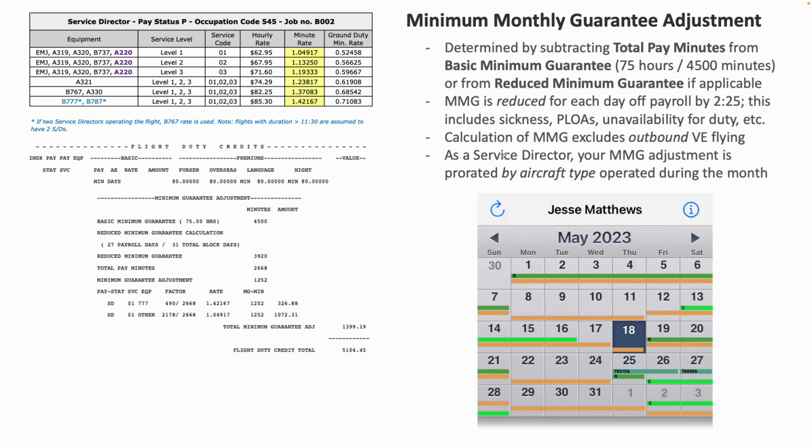So how does this reduction happen? Essentially, when you are sick, so that means you are off payroll, when you're on a personal leave of absence, if you're unavailable for duty on reserve, and so on and so forth, that would be time off payroll. And there is a deduction of 2 hours and 25 minutes. This reduces your MMG.